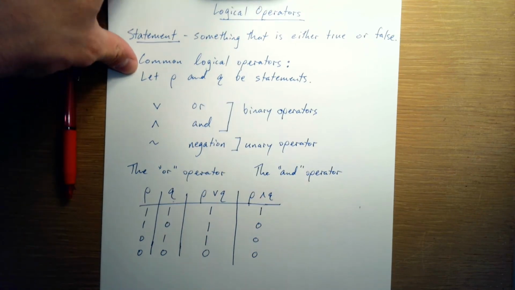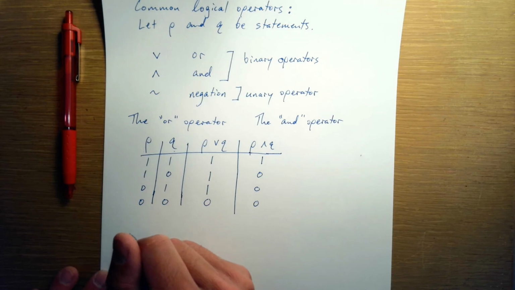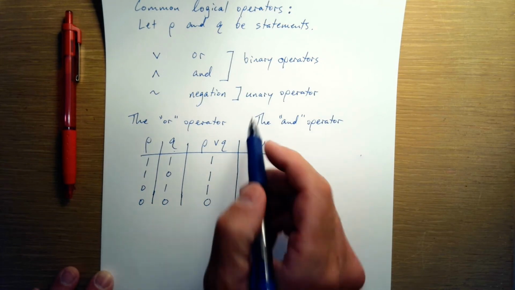So the negation operator is a little different because it acts only on one statement instead of two. That's why it's called a unary operator.